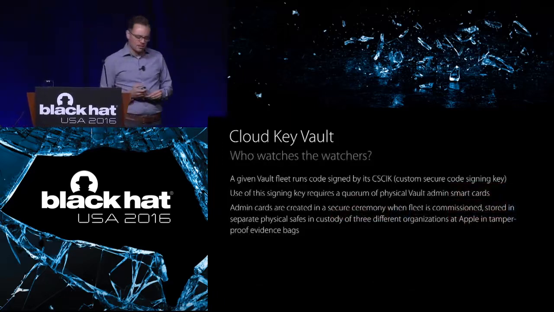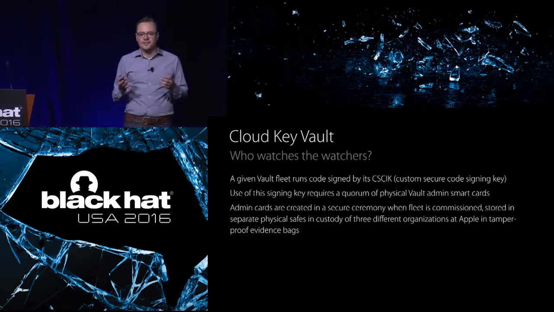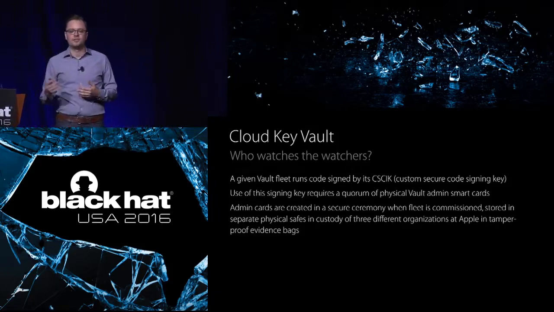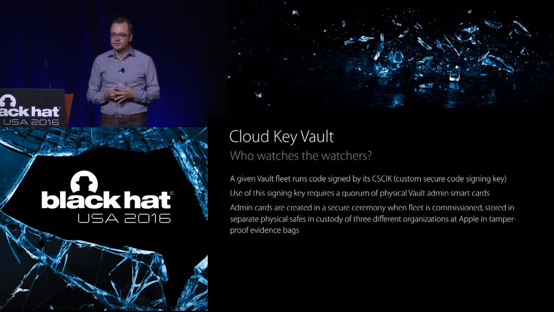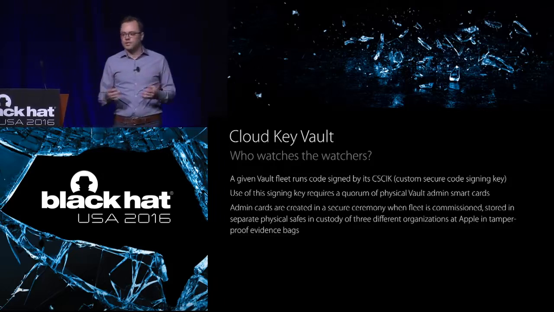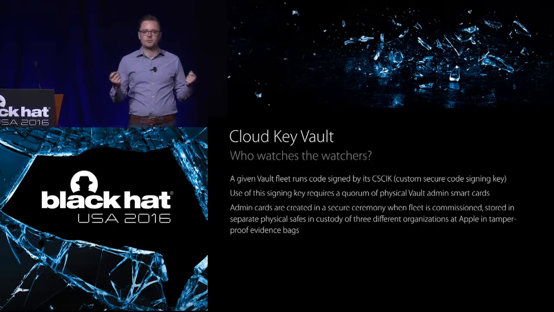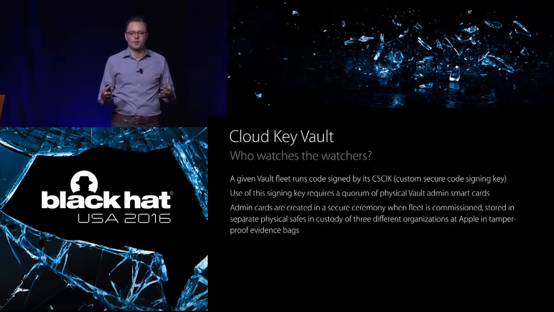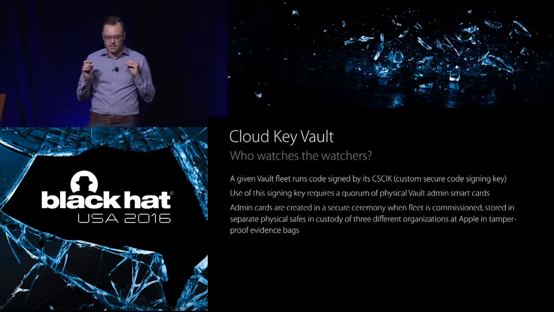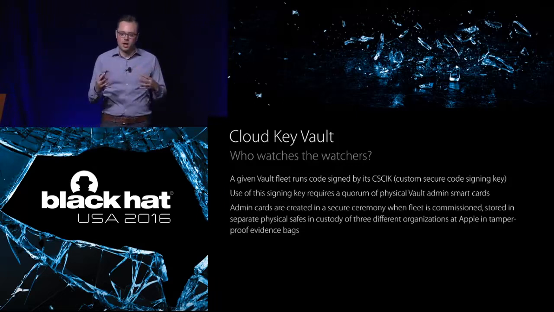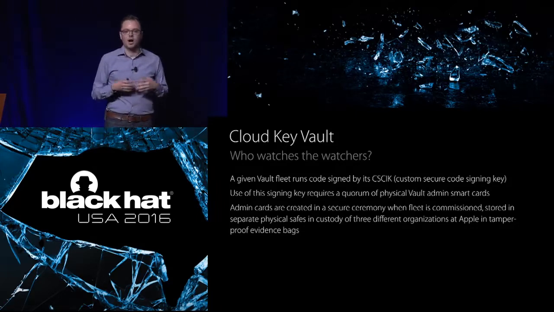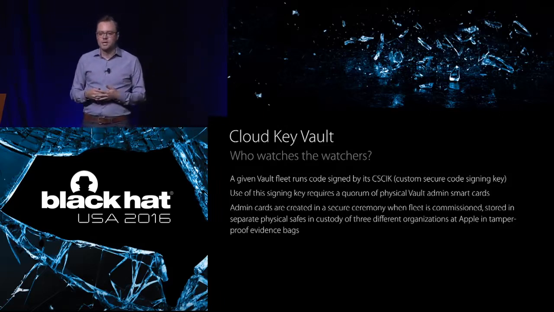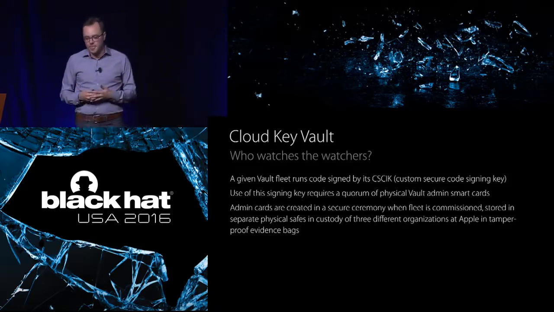Now, I mentioned that there's this custom security code signing key that lets you sign any software you want to have running on these hardware security modules that power the Cloud Key Vault. And the way to use this very powerful key requires an actual physical quorum of smart cards. So when we create a new fleet, there's a secure ceremony where the 3 admin cards that can unlock the CSCIK are put in tamper-resistant evidence bags and are handed to 3 different organizations at Apple, which then store them in 3 separate physical safes.